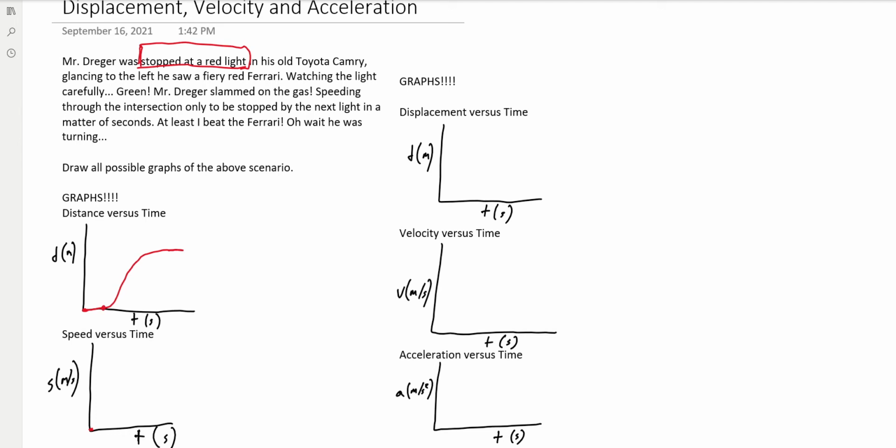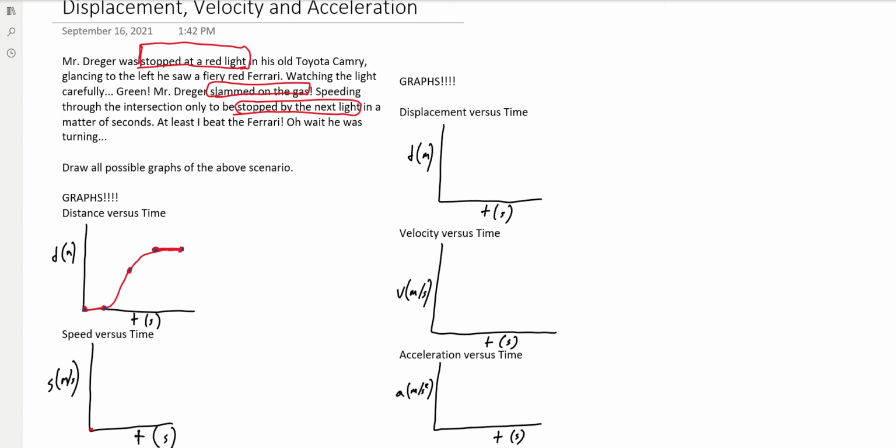So maybe there's a couple points here. I slam on the gas, I accelerate. That's the second point, until I see the next light. Then I slow down and stop. And then at that point, I'm stopped at the next light. So maybe I'll just do that in different colors so we can tell. These are different points in our story.